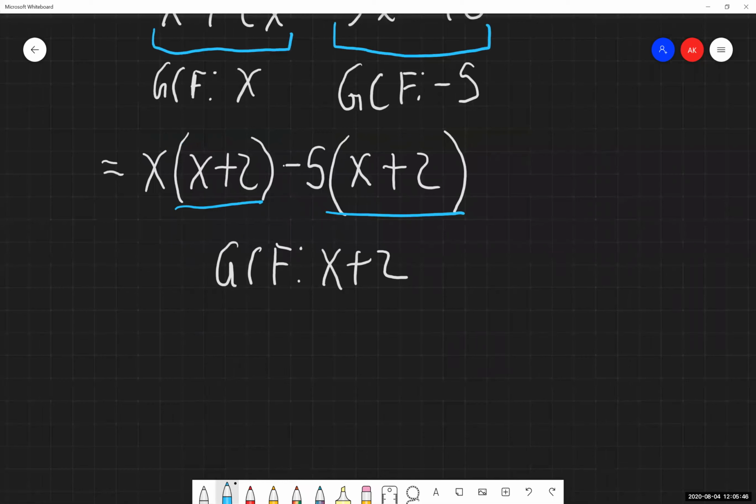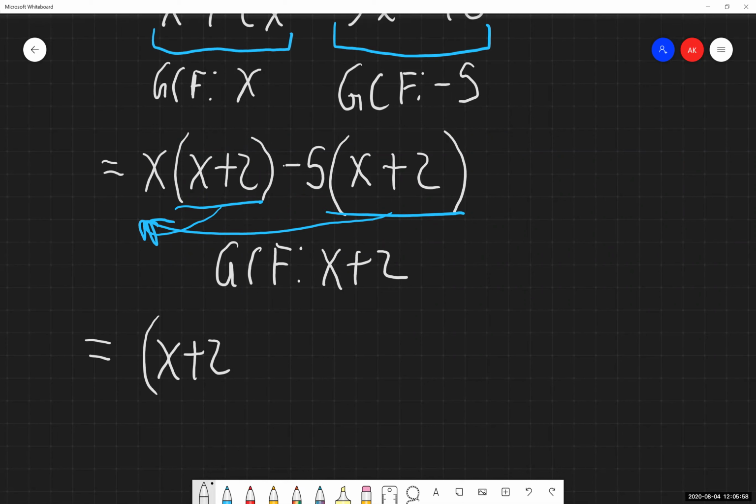So if I were to factor those out, meaning if I were to bring those out front as a single term, I would have an x plus 2 written out front. And when I did that, what would be left over? It's going to be x minus 5. I can't factor this thing out any further. I'm done.